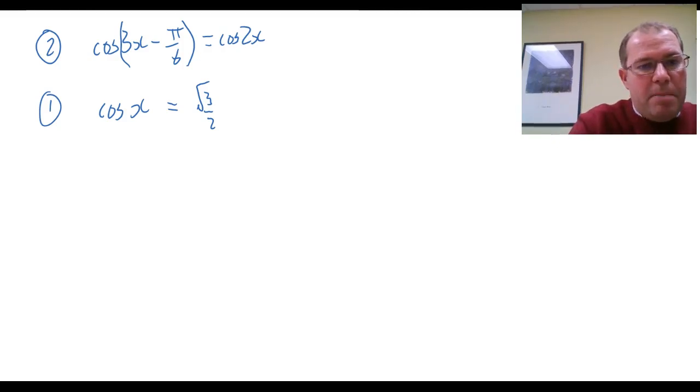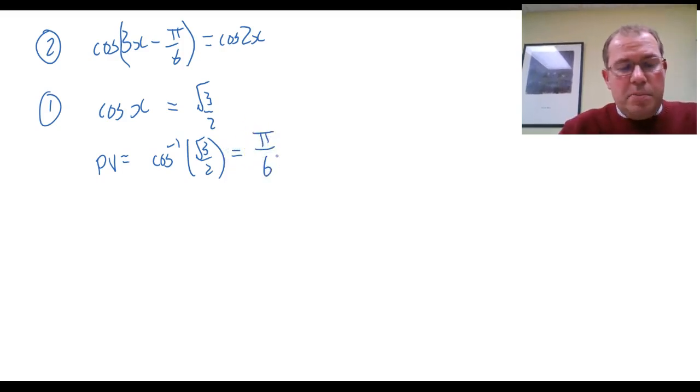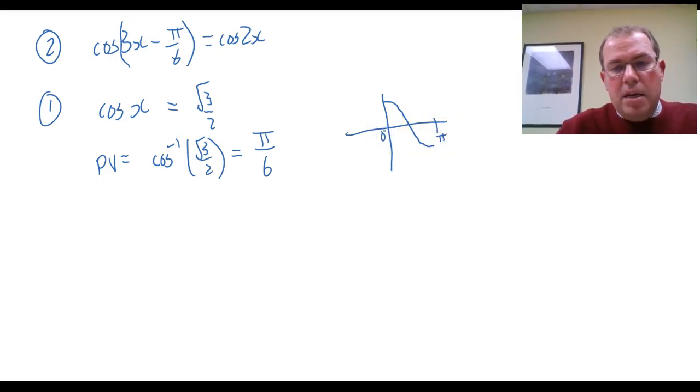So if we remember, we find first the principal value. This is the number the calculator gives us when we do cos inverse root 3 over 2. And of course that's pi over 6 in radians. So the principal value is pi over 6. The reason for that is that for the cosine curve, the calculator only defines the domain from 0 to pi so that it is a one-to-one function, so it's invertible. So your answer for cosine inverse will always be between 0 and pi.